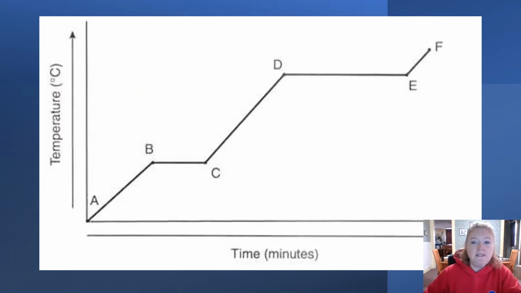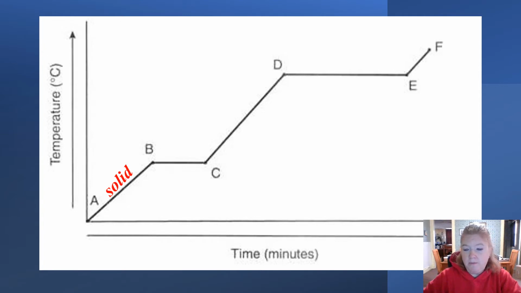Okay, so let's look at a heating curve. Here we go. You can tell that energy is being added because the temperature, which is over here, is increasing over time. You also can see parts where the graph is flat. You can see parts where the graph is slanted, showing temperature increase.